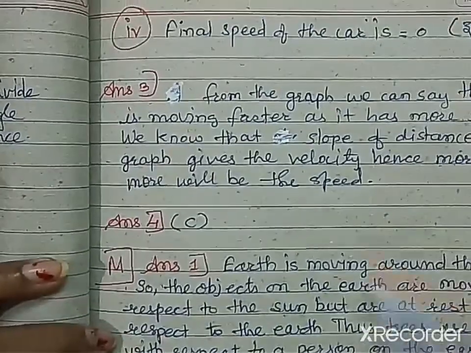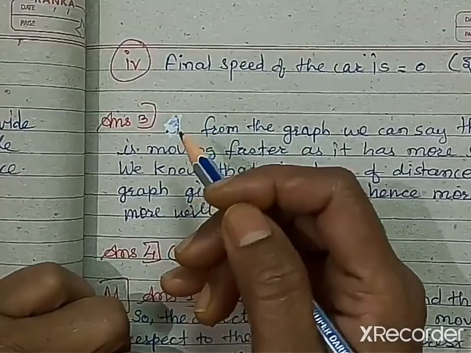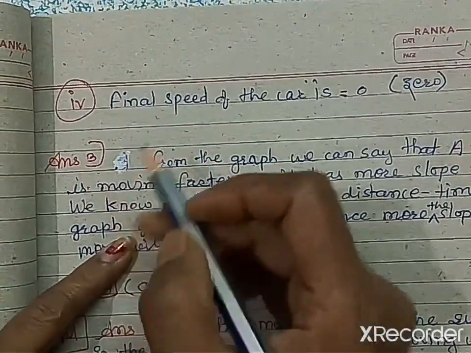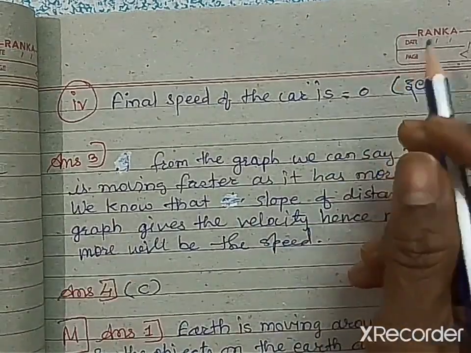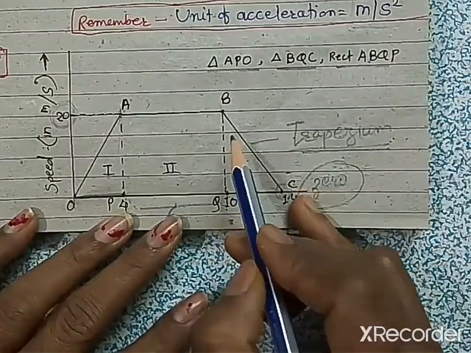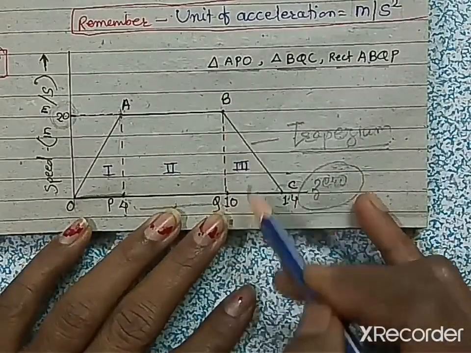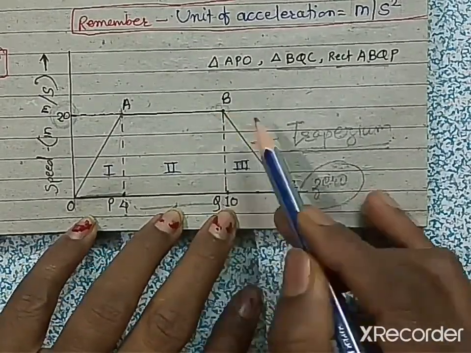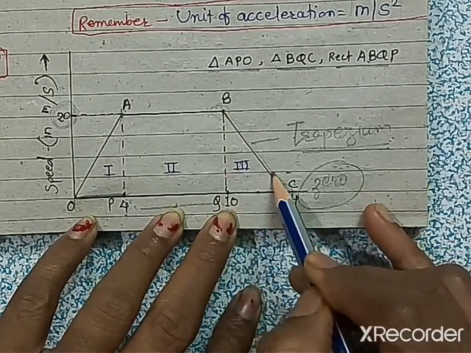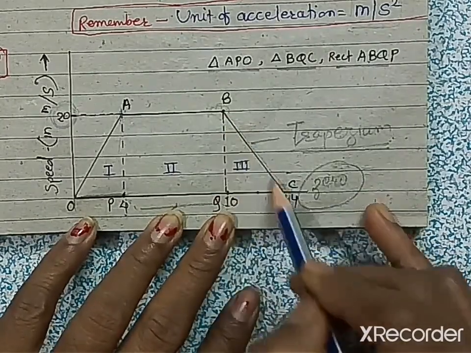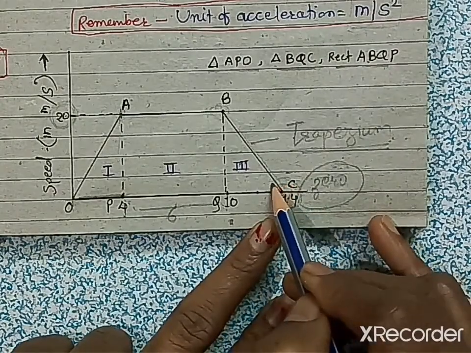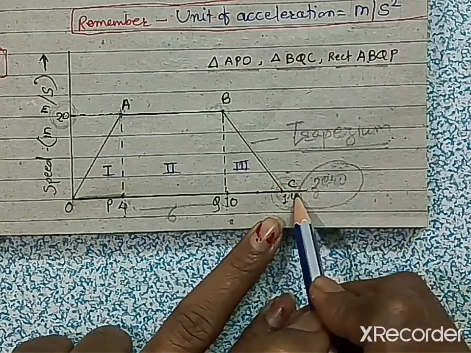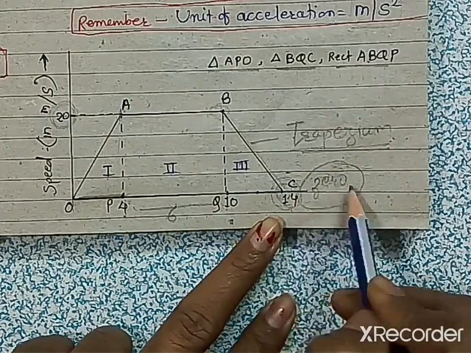Then the last question is the final speed of the car. What is the final speed of the car? Now the final speed of the car is 0. How is it 0? Because you just see here, when the car moved from the 10th second, from this B position, its slope is decreasing, and at 14 it is 0. That's why the car has stopped and the final speed of the car is 0.